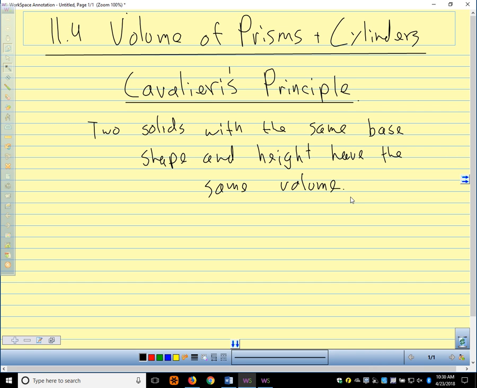So if we remember, when we talked about surface area, we said the surface area formulas that we came up with were for right prisms and right cylinders. Well, our formulas that we come up with today, because of Cavalieri's principle, the volume, are for any prism and any cylinder.